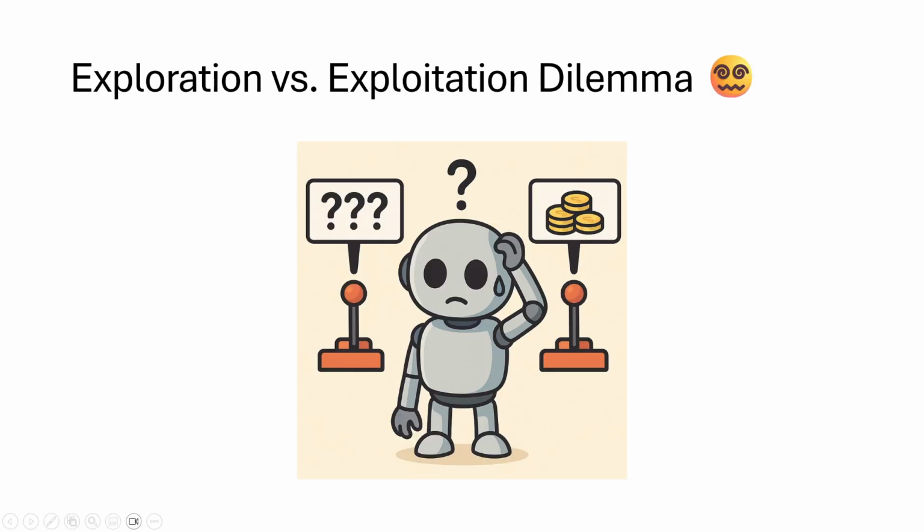Here's the classic problem every reinforcement learning agent faces: to stick with what pays off, or to try something new that could be even better. On the left we have an arm with question marks, which may lead to a jackpot or nothing or a negative reward. And on the right we have a lever which we know pays off, but we can't be absolutely sure that it's the best one out there.